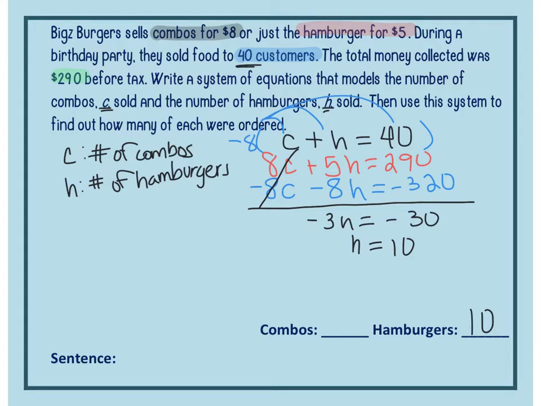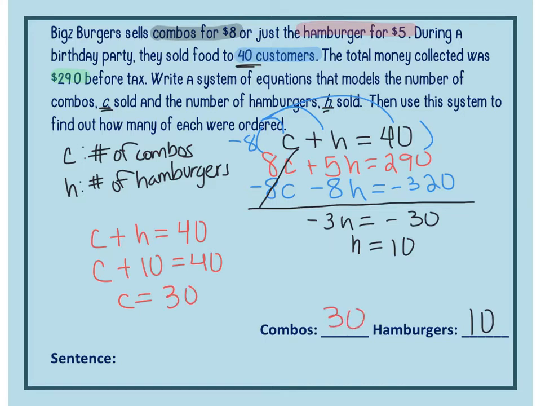Okay. Now, I get to pick an equation to plug that back into. And guys, I'm going to pick the easiest one. I'm going to come back to this one right here. And I'm going to plug this H into this equation. So C plus H equals 40. I'm going to plug the 10 into H. Subtract 10 from both sides. The number of combos sold were 30.